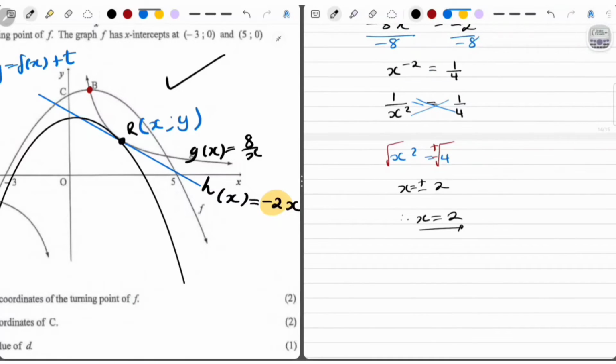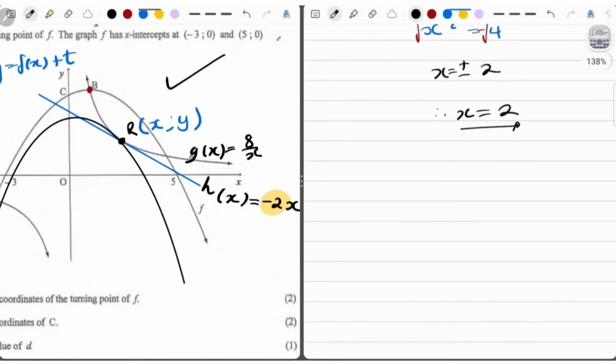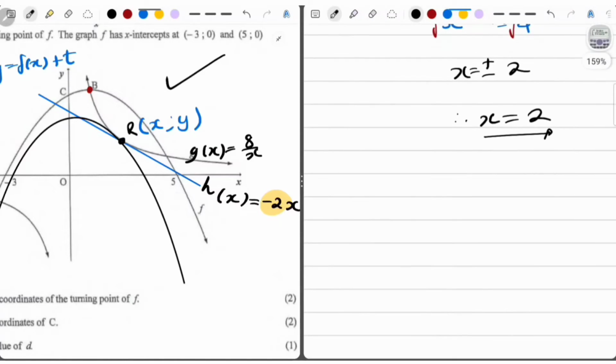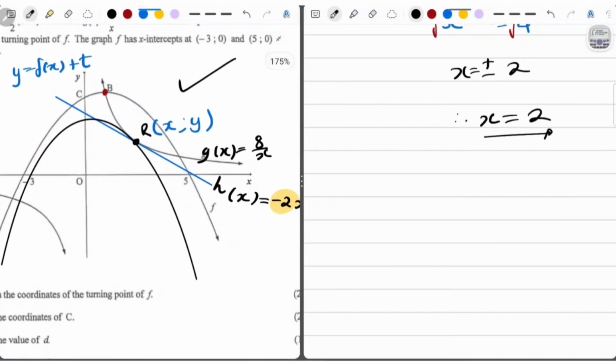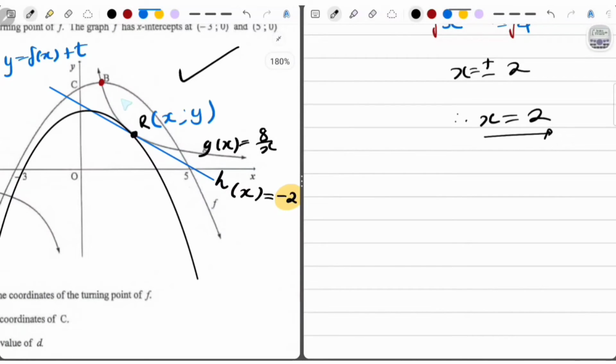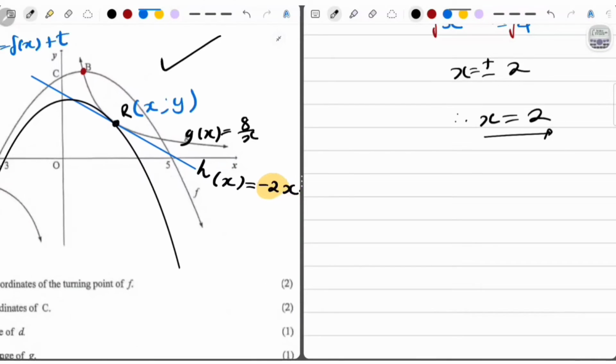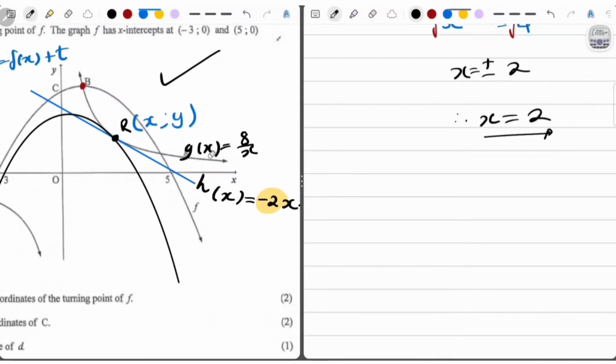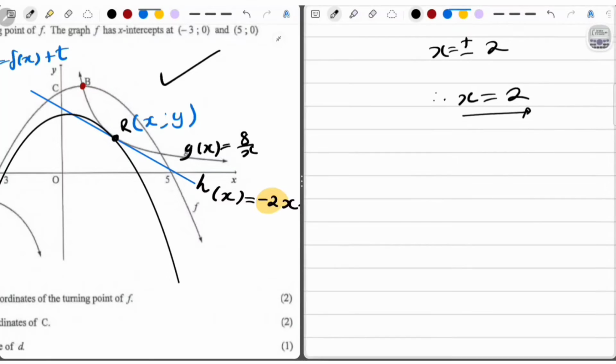Now we just have to find the y value. Okay, so the logic behind it is already figured out. We just have to apply it. So y, how do you find y? Well, it is the point of intersection of h and g. I don't have the complete h of x, but I do have the complete g of x. So I'll just substitute it into g.